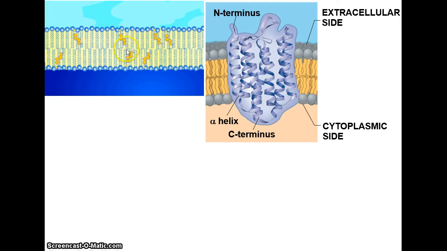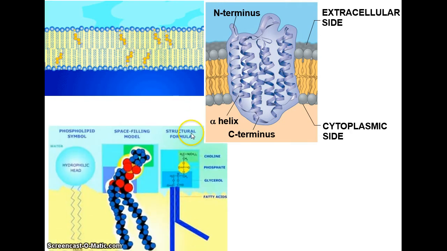Remember, it's a steroid, so you have 4 fused rings, and that would represent the cholesterol in the cell membrane. This is just showing a diagram, different representations of a phospholipid. Back when we were doing biochem, we would have talked about it on this level on the right, where we actually see the phosphate here, and then the 2 fatty acids.